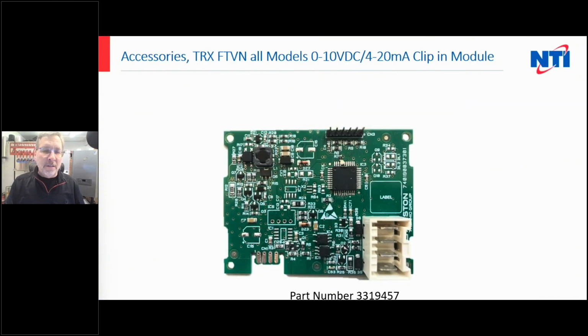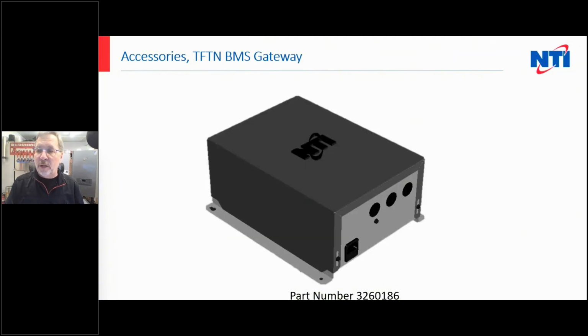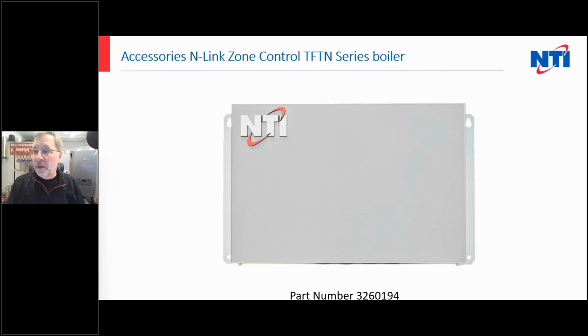We have a 0 to 10, 4 to 20 board that goes into all the TRXs and the FTVNs. You don't need it for the TFTN because it's already built in on the TFTN, but on the FTVN and the TRX, you need to buy that if you want to have 0 to 10. We have a gateway for LonWorks or BACnet available for the TFTNs, and also available for the FTVNs and the LXs. We have an N-Link expansion panel for the TFTNs. That's the panel that takes you 3 more zones. These panels are expensive because they're made to use our proprietary thermostats.